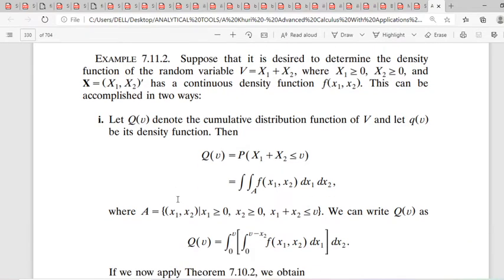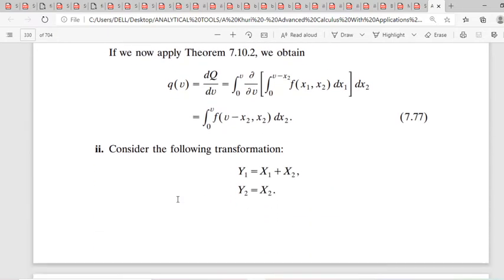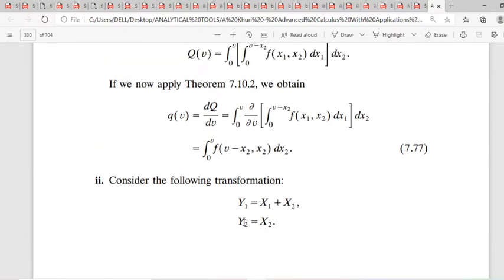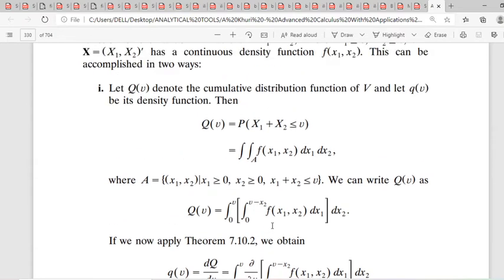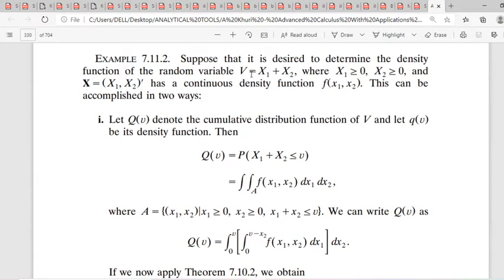So in such cases we can take another transformation, considered as a dummy variable, so that we have two variables in two unknowns and we will get the solution easily. So we will use a dummy transformation, that is y2 is equal to x2, so that we will get the distribution of V. What is V? V is nothing but x1 plus x2.